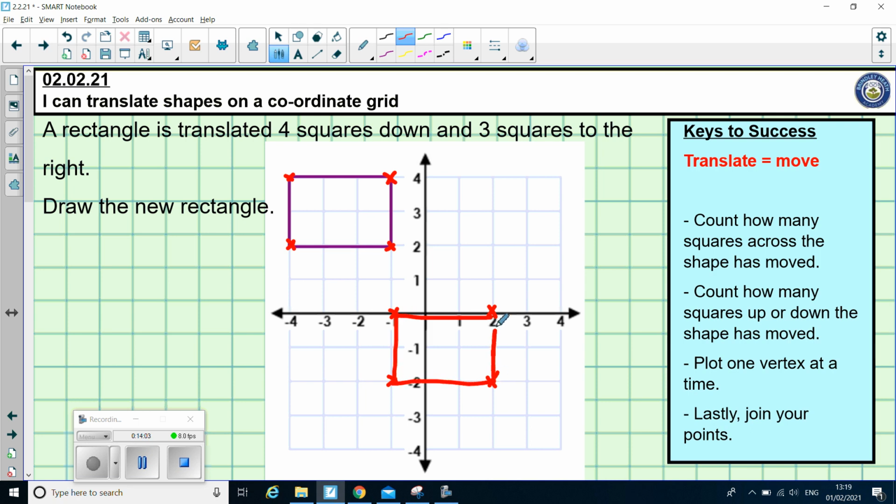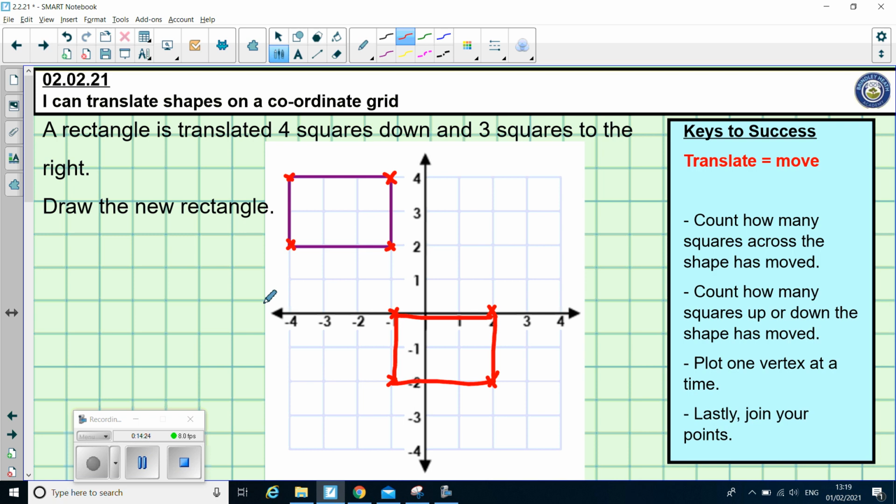Okay, the key to doing this in year 6 and getting it right is to do each vertex or corner individually. Where children make mistakes on this is that they do one vertex and then they try to guess the other places where the other ones go. Okay, the key is do each corner as I have done.